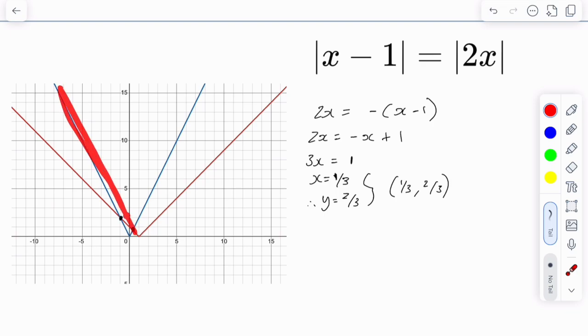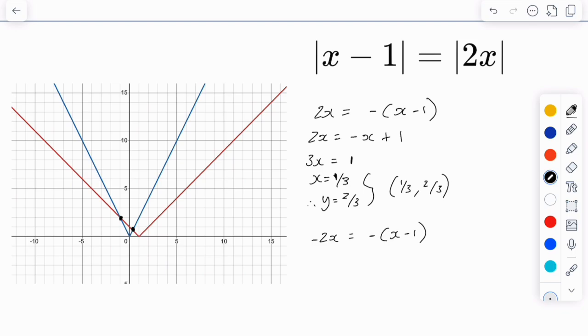the absolute value of 2x's negative gradient, so minus 2x, okay, and it also meets on the absolute value of x minus 1's negative gradient. So it's minus 2x is equal to minus x minus 1. So then we get minus 2x is equal to minus x plus 1. So we're going to get minus x is equal to 1, x equals minus 1.